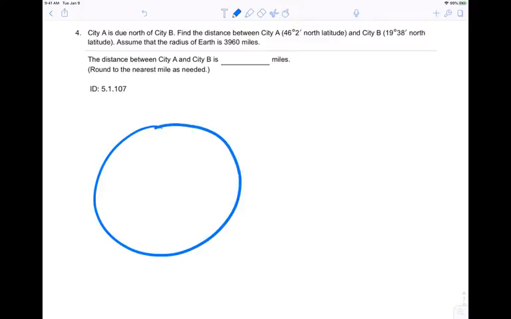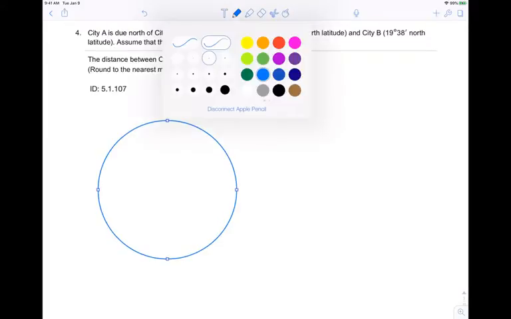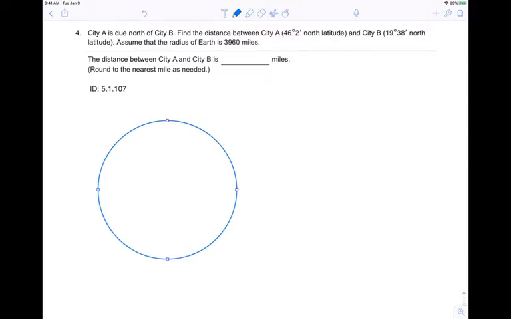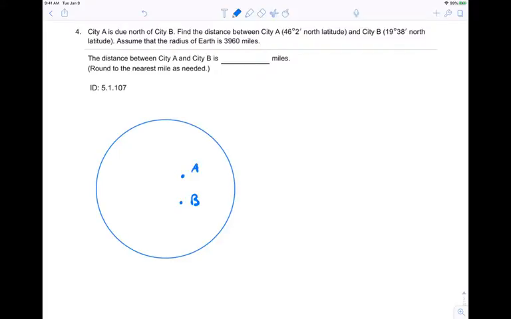So if you imagine that we're talking about the globe, and you have to think 3D, say this is city A. City A is due north of city B. Find the distance. It gives us 46 degrees and 2 minutes north. So it gives us the lines of latitude. Let me move these up a little bit.